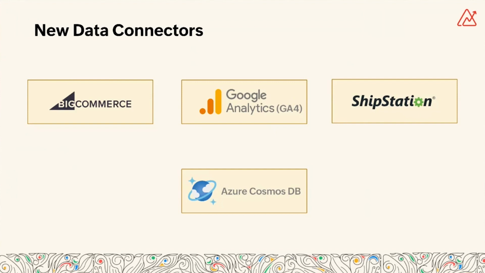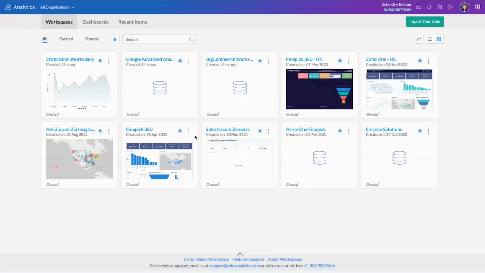One is BigCommerce, the other one is Google Analytics GA4, which is the latest version, and the ShipStation. And also we have launched the Azure Cosmos DB connection. Let me quickly demonstrate these capabilities. So let me start with BigCommerce.